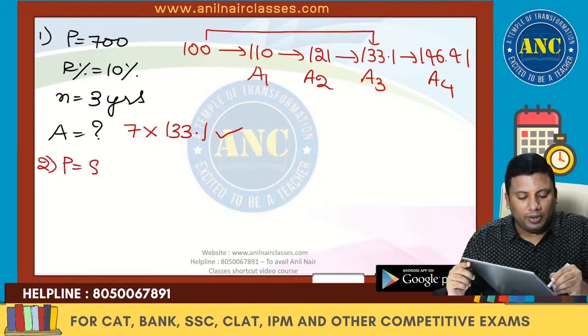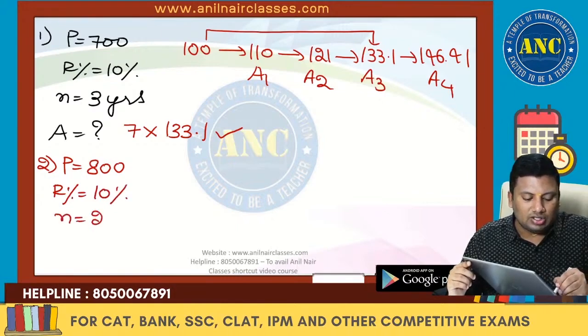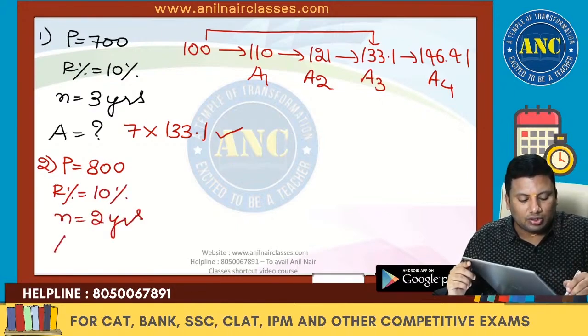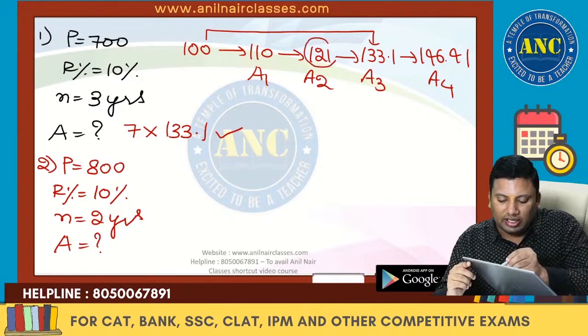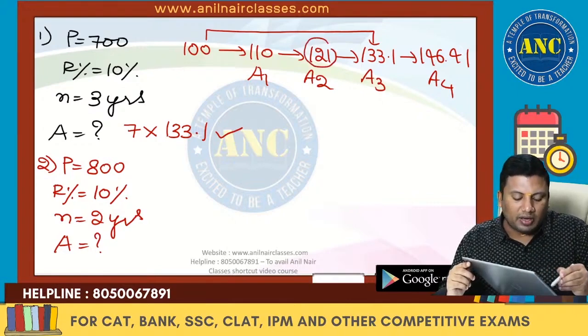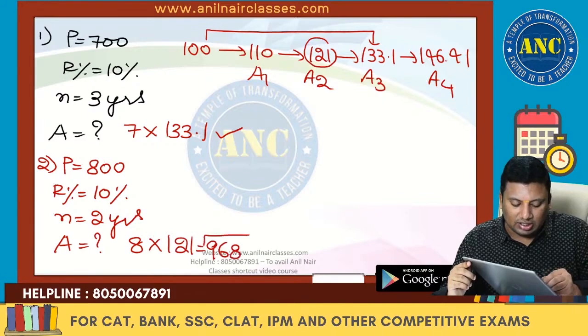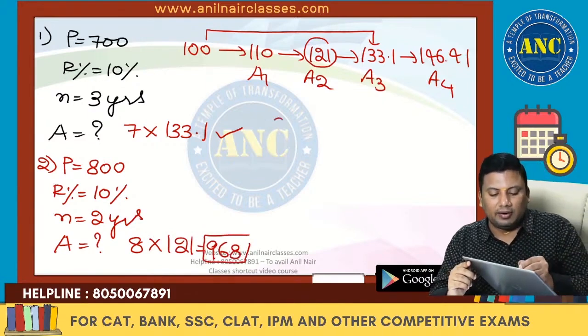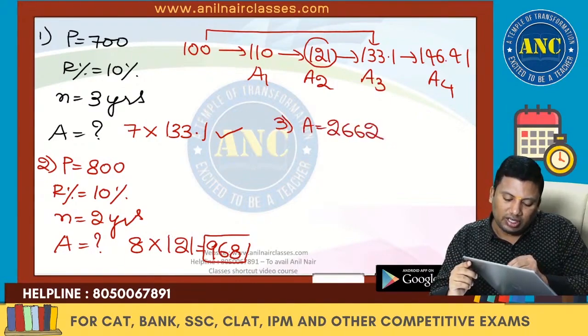Second question. P is 800. R percentage is 10%. N is 2 years. Amount is how much? After 2 years it is 121. 100 is becoming 800, 8 times. 8 into 121, which is 968. Third one. Amount is nothing but 2662.